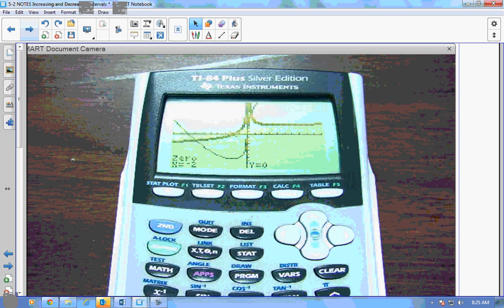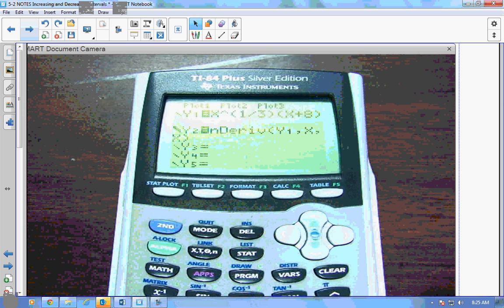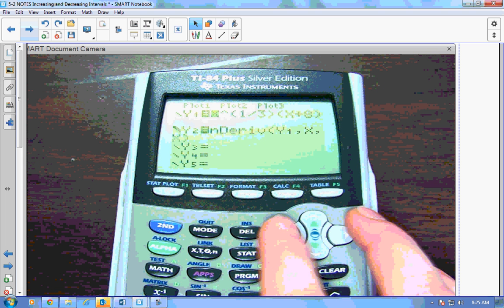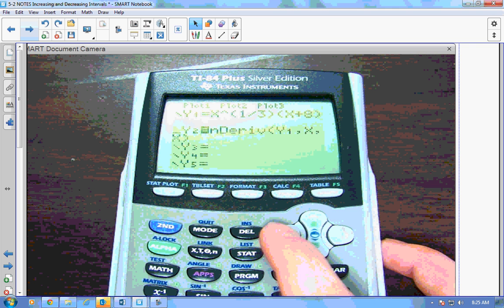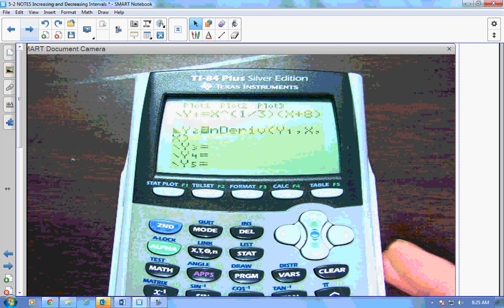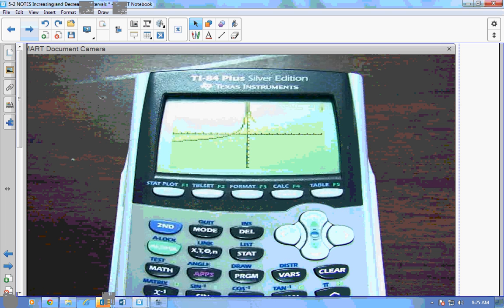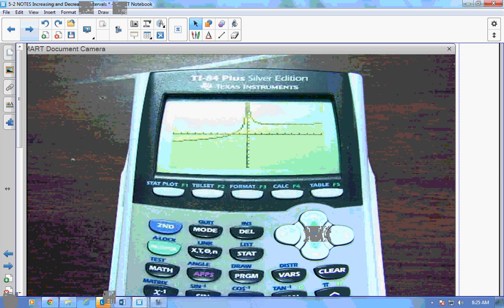Maybe let me make the original... Actually, we don't even need the original anymore, so I can turn it off. Do you know how to turn off your original without erasing it? You just unselect the equals sign, and I'll make this one a skinny line again so we can maybe see it more clearly. When it does the derivative, it's really slow, so just have patience. Where at?